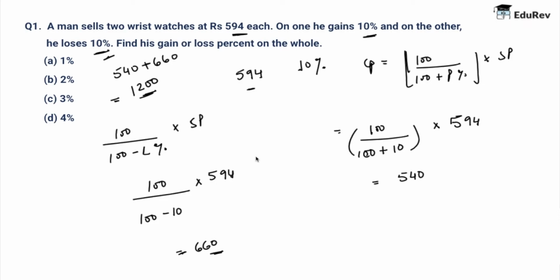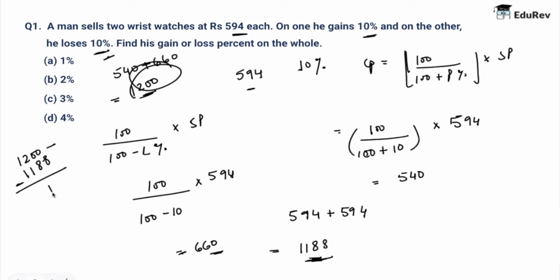of the two watches is going to be 594 times 2. Why? Because it is 2 watches. So 594 plus 594, or you can say that 594 into 2. And this is going to be 1188 rupees. Therefore the net loss is going to be 1200 minus 1188, subtracting this, and this is going to be 12.